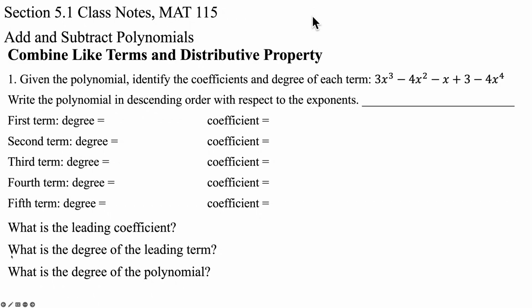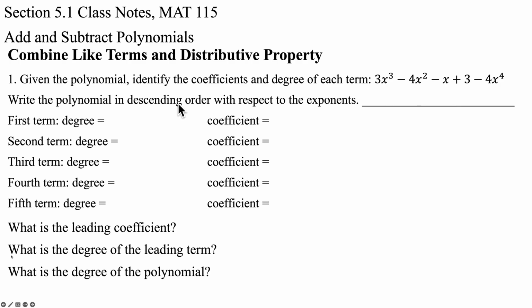All right, welcome to section 5.1. We're going to add and subtract polynomials. We're going to combine like terms and use the distributive property. Given the polynomial, identify the coefficients and the degree of each term in 3x cubed minus 4x squared minus x plus 3 minus 4x to the fourth. Write the polynomial in descending order with respect to its exponents.